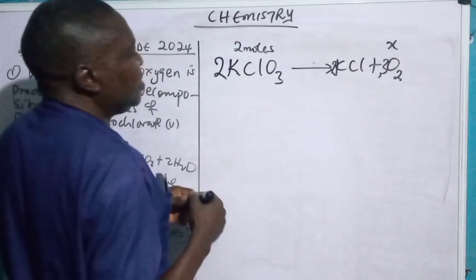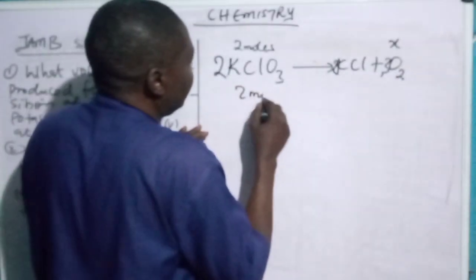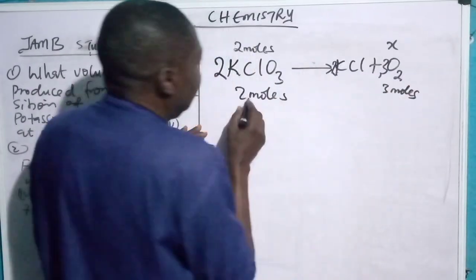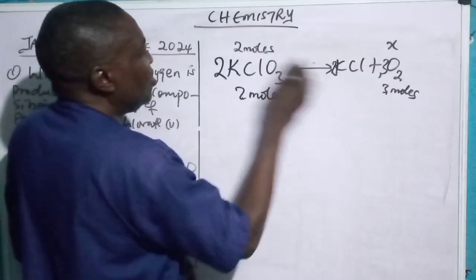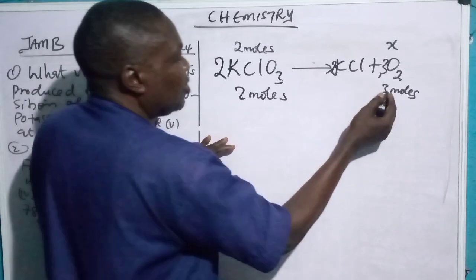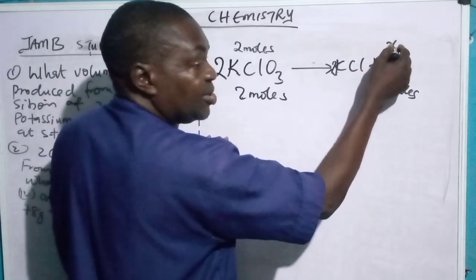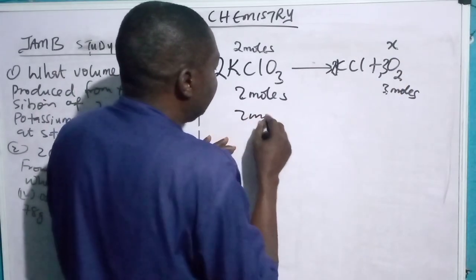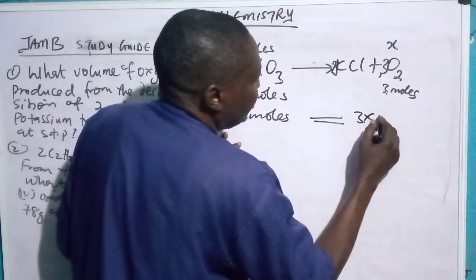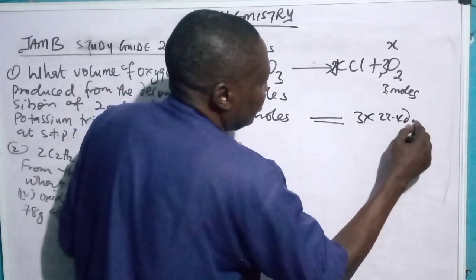What they are telling you, here you have 2 moles, here you have 3 moles. If 2 moles produce 3 moles, what will these 2 moles produce in terms of volume? To do that effectively, you have to convert this one to volume, because what they are requesting from us is volume. You say 2 moles will give you, this is 3 times 22.4 dm³.